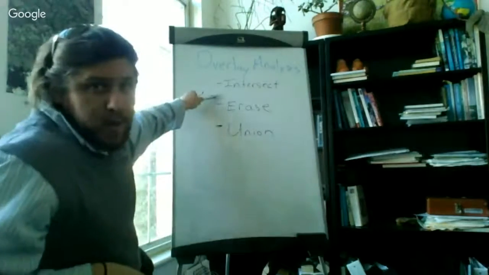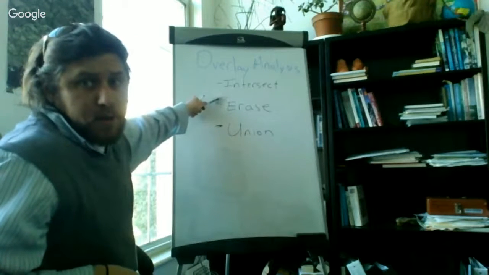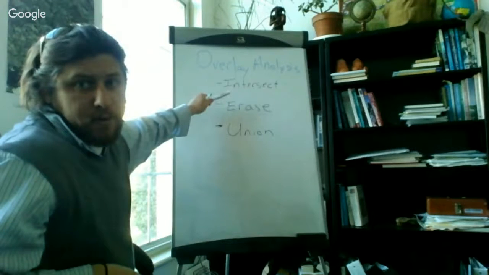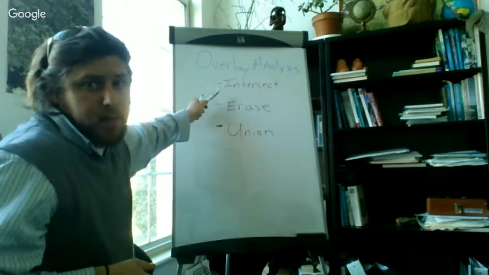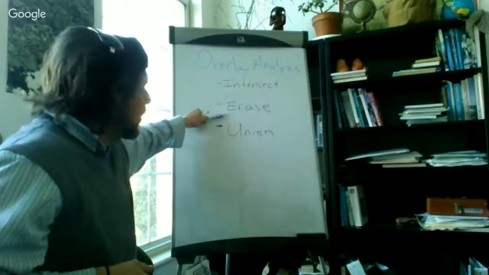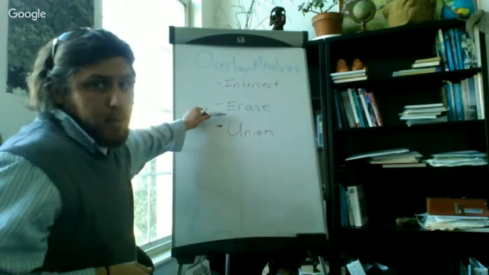The nice thing about running intersect operations is that you can do it with many different layers. So if there were 10 factors that were important for whatever you're trying to model, you could intersect all 10 layers at one time. The next overlay operation I want to talk about is an erase operation.